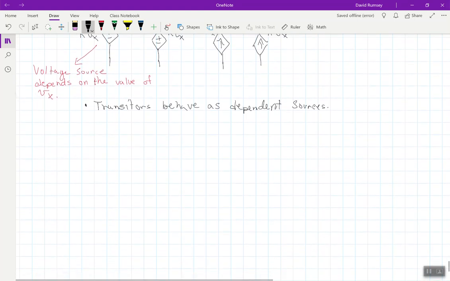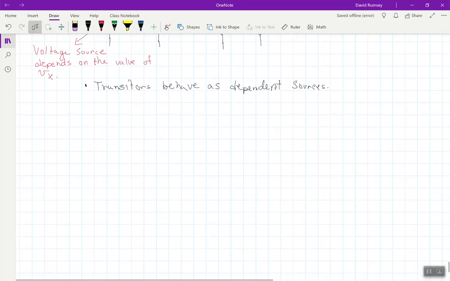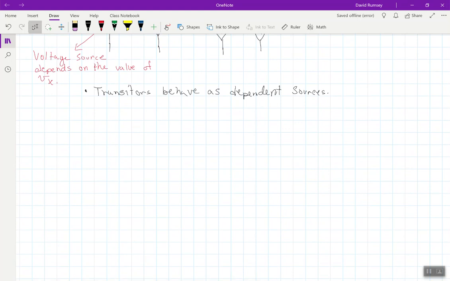Alright, so let's look at an example or two here before we finish off this particular lesson or video. So let's first look at this example. Here, I have to find it in my notes. Sorry about that.